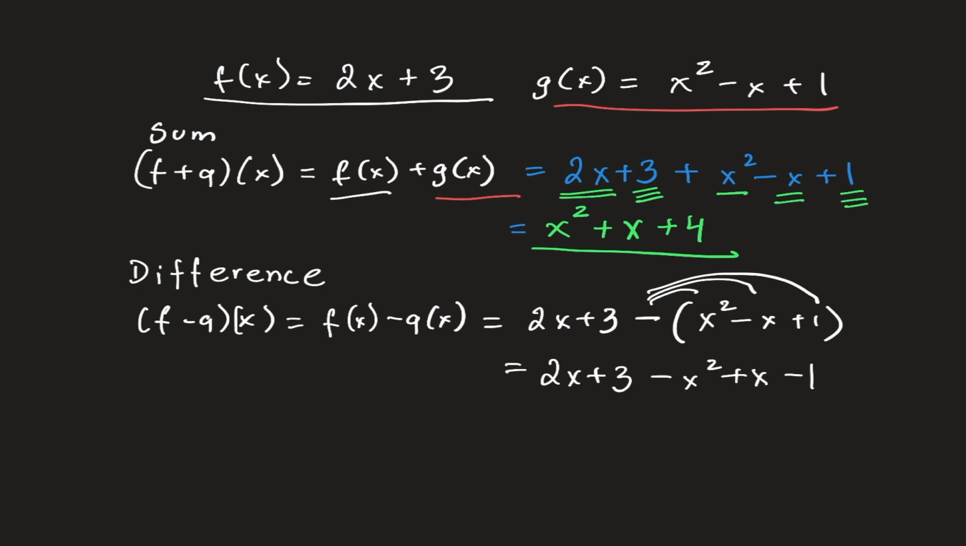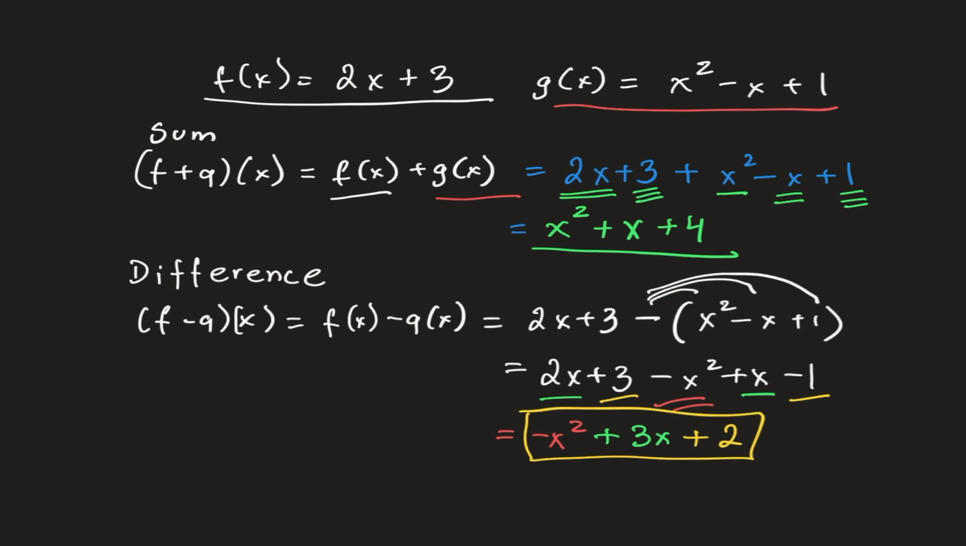And just like before, we're going to combine like terms. In this case, again, negative x squared is all by itself. Negative x squared. We have 2x gets put together with x. That is positive 3x. And lastly, we have 3 and 1, or negative 1, and that gets put together as positive 2, 3 minus 1. And that is what you would get for a difference.